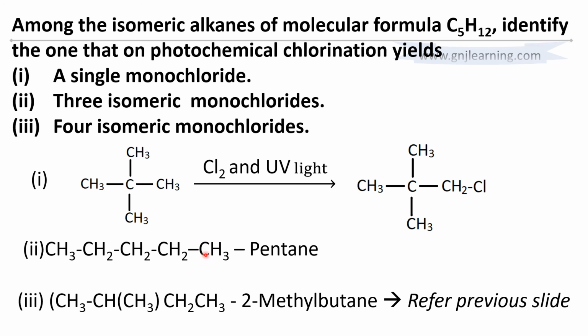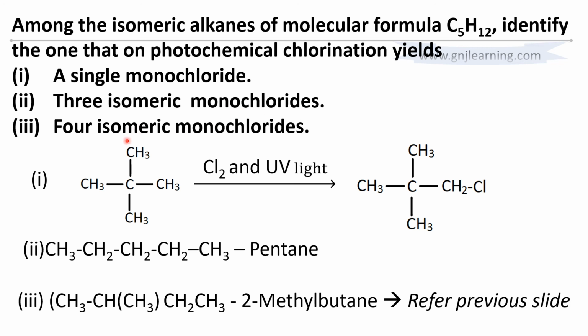If it is substituted here, then it is 1-chloropentane. If it is substituted here, then it is 2-chloropentane. If it is substituted here, it is 3-chloropentane. That's all. If it is substituted here, it is again 2-chloro, which is like substituting here. If we substitute here, it is the same as 1-chloropentane, which is like substituting here. So there are 3 compounds possible: substitution here, here, and here. So definitely normal pentane is the isomer that gives 3 isomeric monochlorides.